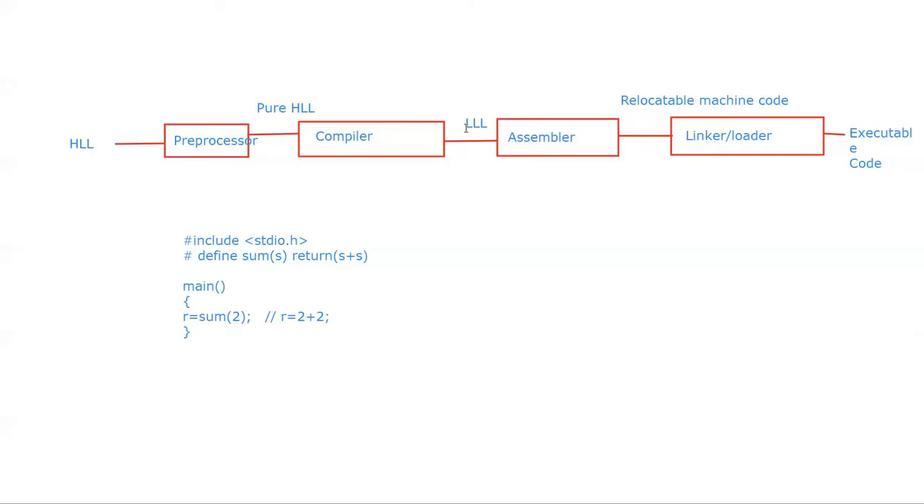So in this lecture series we will focus only on the compiler. We are not going to cover the preprocessor, assembler, linker and loader, which you have already studied in the operating system course. So we'll focus only on the compiler: what the phases of the compiler are, how these phases work, and how your pure high level language program converts into the target code, that is the low level language program, right? So let's start with the block diagram of the compiler now.